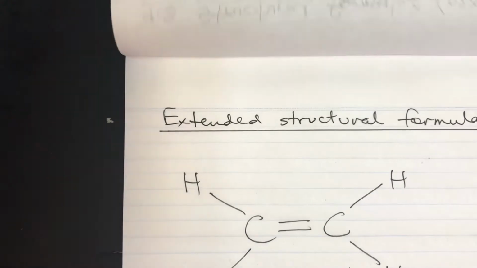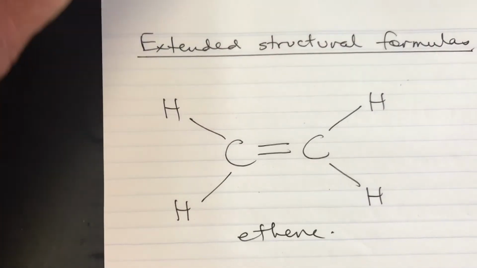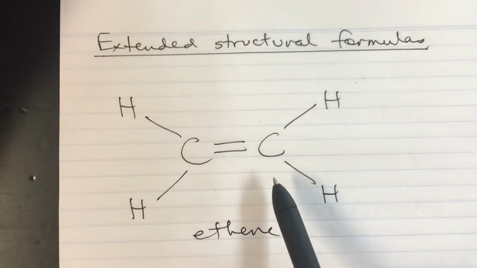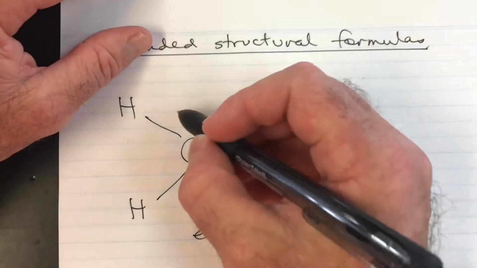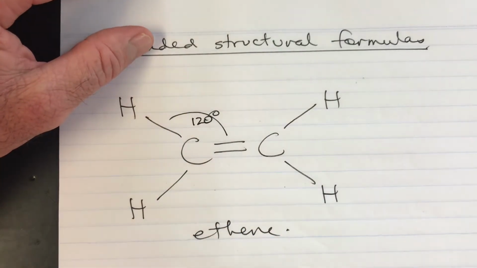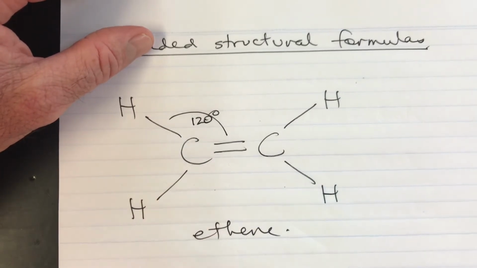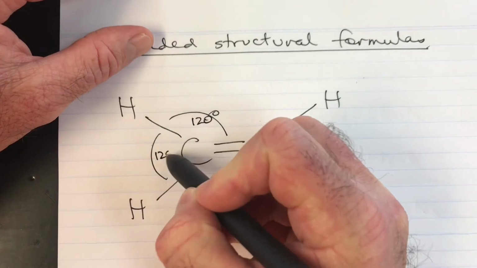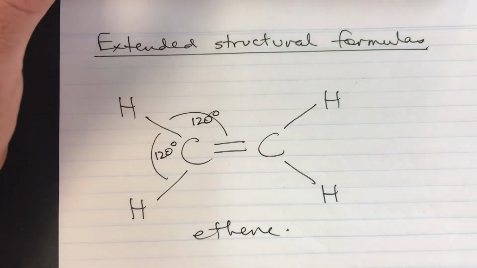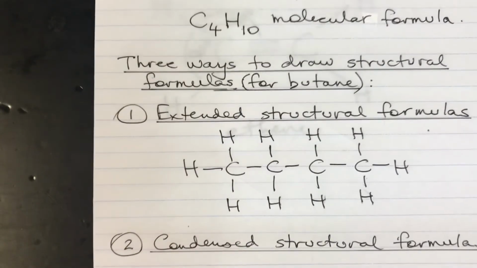In the case of ethene from before, the extended structural formula is as so. You actually try to show the bond angle between the carbons and the hydrogens as 120 degrees, and this one is as well. And so it's the one that we use to properly show the structure. It's probably the true structural formula in my opinion.